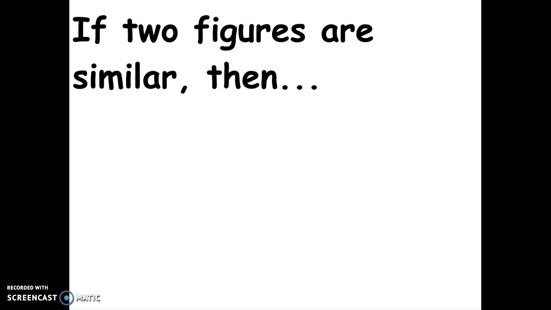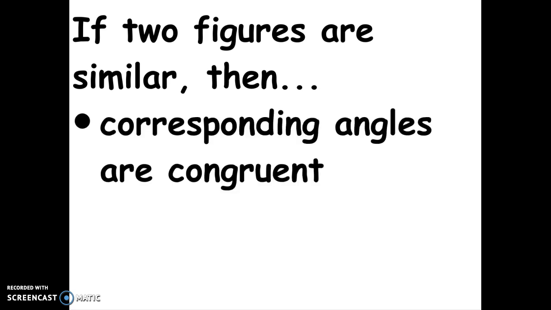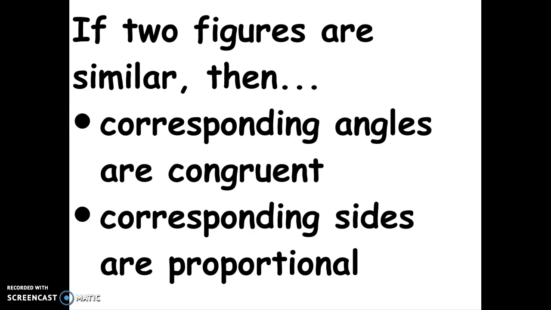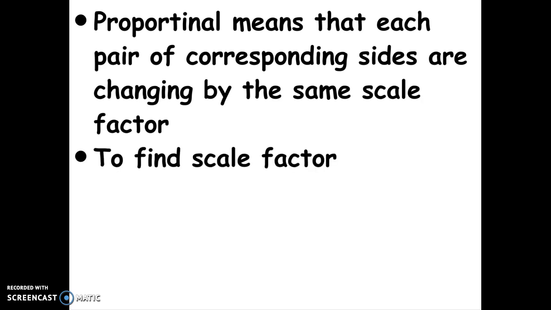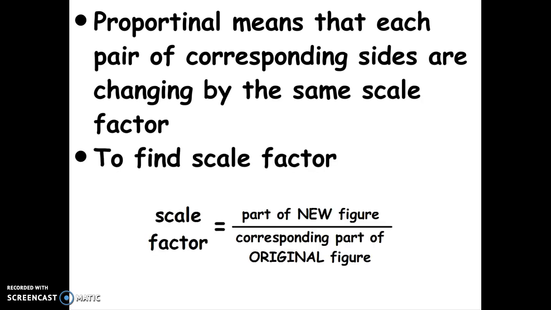If two figures are similar, then corresponding angles are congruent and corresponding sides are proportional. Proportional means that each pair of corresponding sides are changing by the same scale factor. To find scale factor, you take the part of the new figure and divide it by the corresponding part of the original figure.